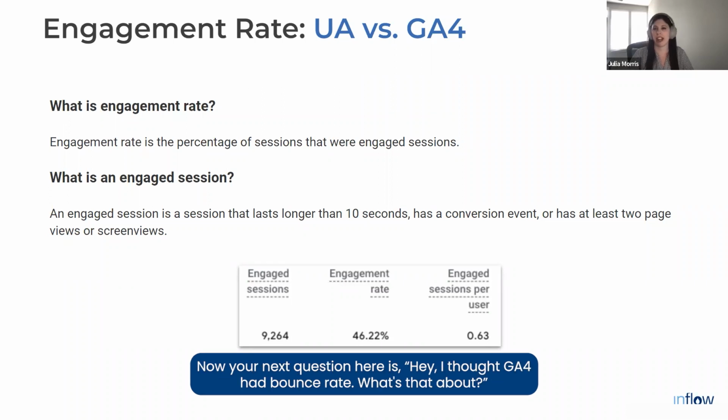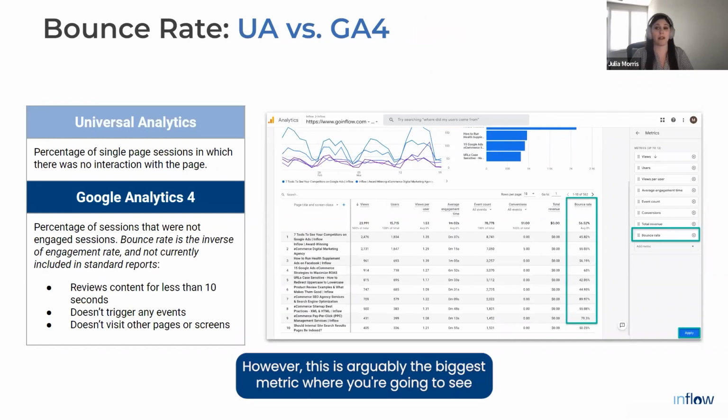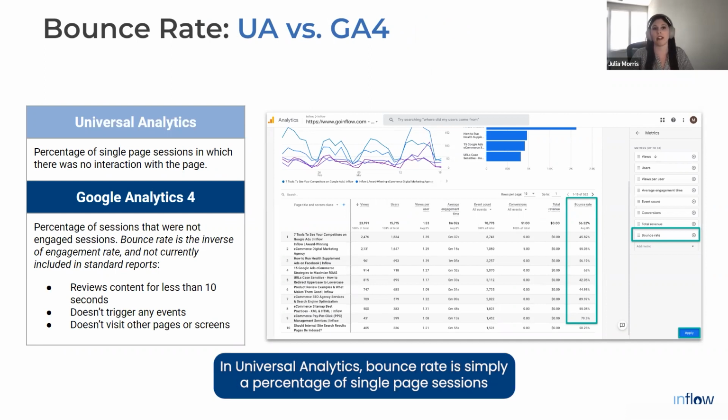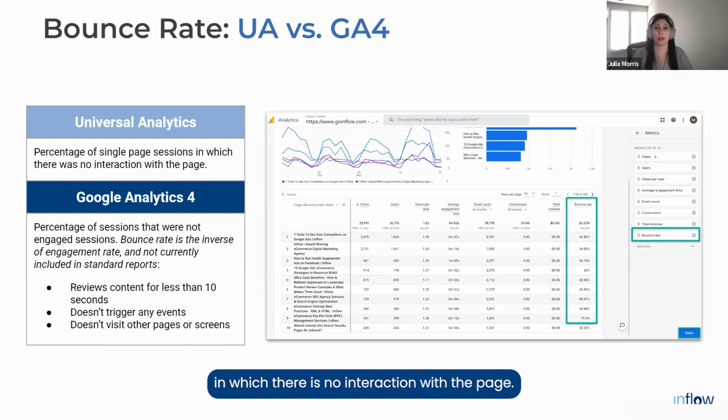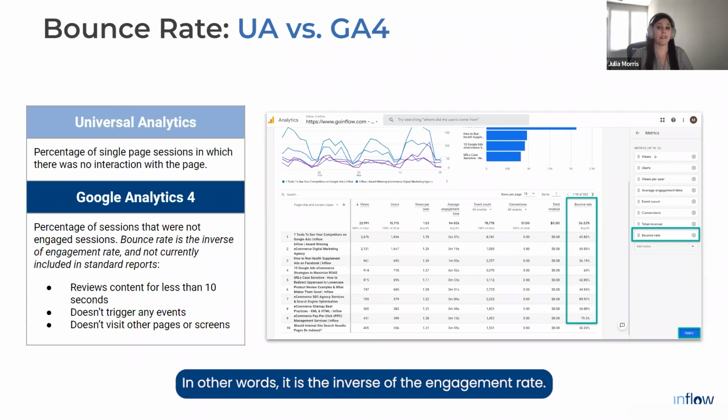Now, your next question here is, hey, I thought GA4 had bounce rate. What's that about? And that's true. However, this is arguably the biggest metric where you're going to see the largest difference between Universal Analytics and GA4. In Universal Analytics, bounce rate is simply a percentage of single page sessions in which there is no interaction with the page. However, in GA4, that changed. GA4 bounce rate is the percentage of sessions that were not engaged sessions. In other words, it is the inverse of the engagement rate.